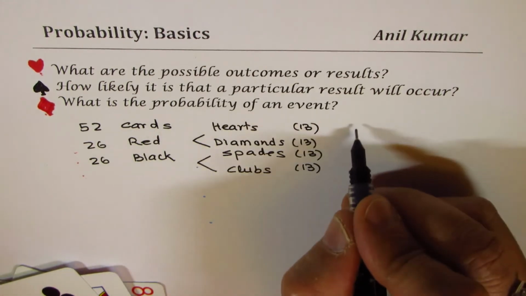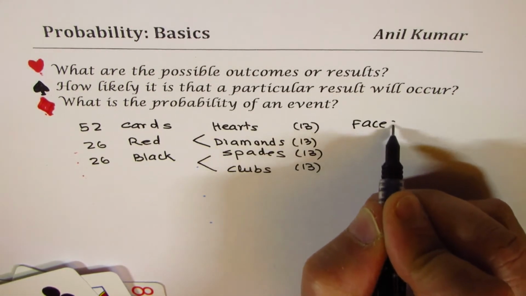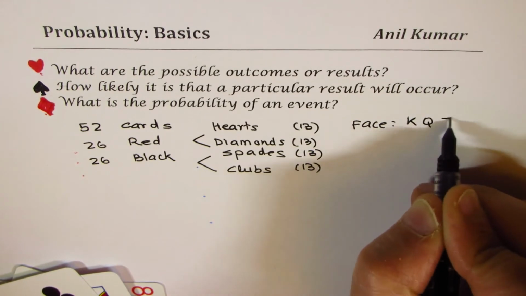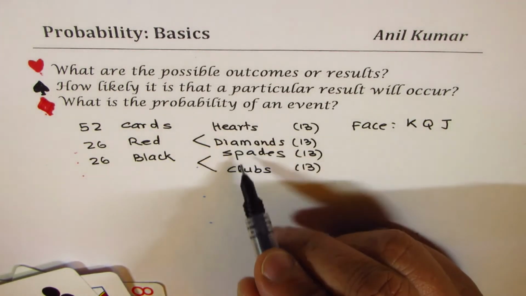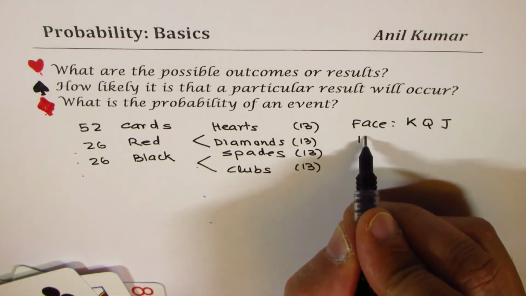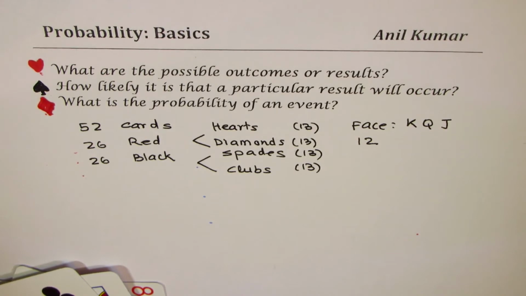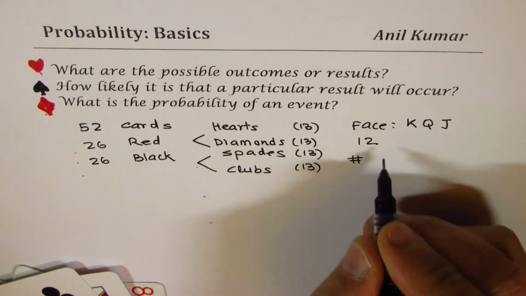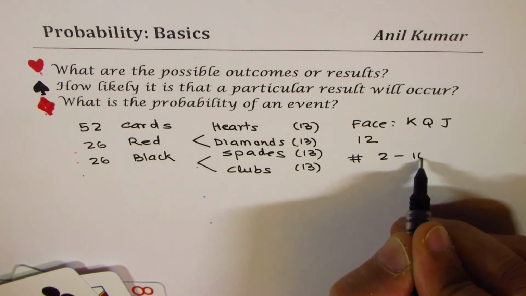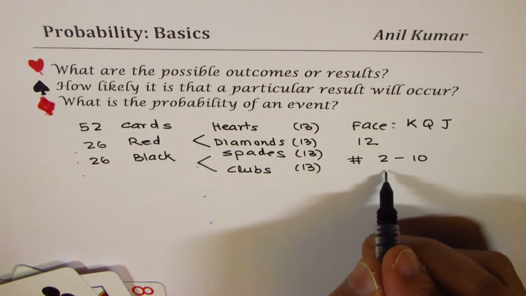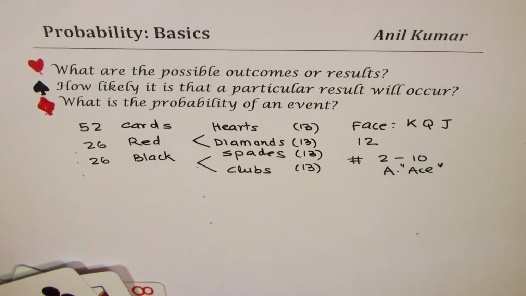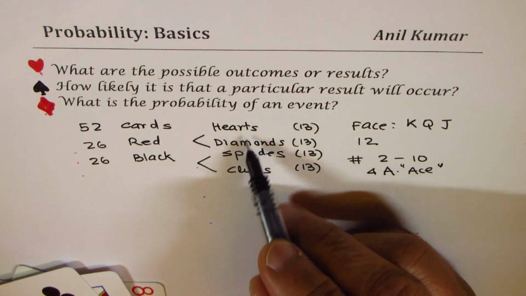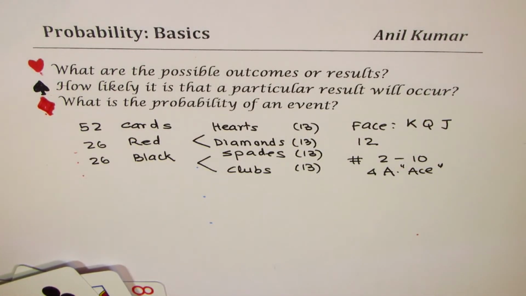As I was saying, we have face cards. Face cards are King, Queen and Jack. There are in all 4 types, 3. So we have 12 face cards. Correct? And then we have numbers from 2 to 10. And we have a card which is called ace, which is normally written with letter A, correct? And there are 4 aces, each of one kind. You get an idea, correct?